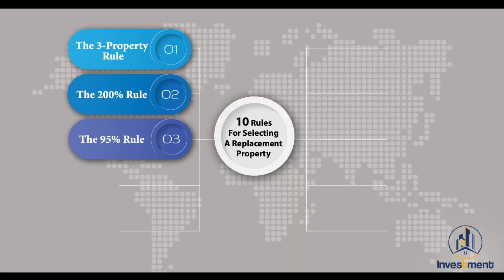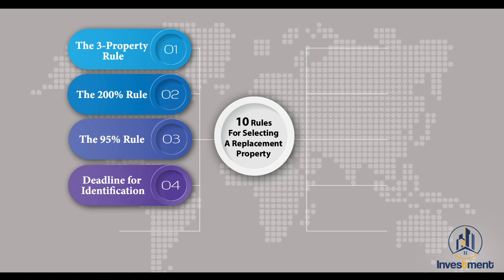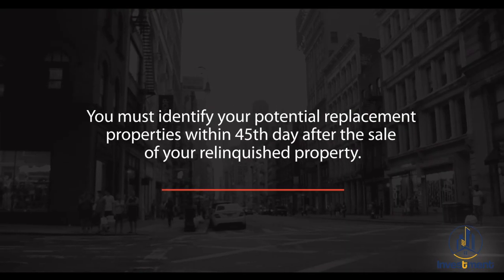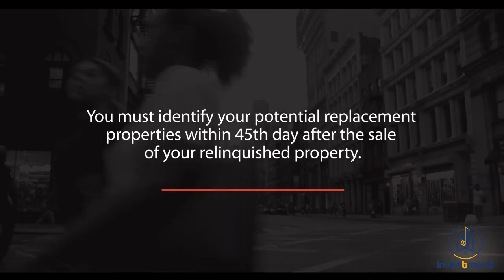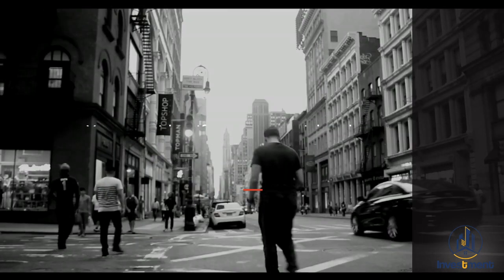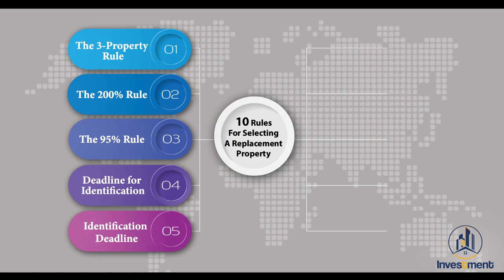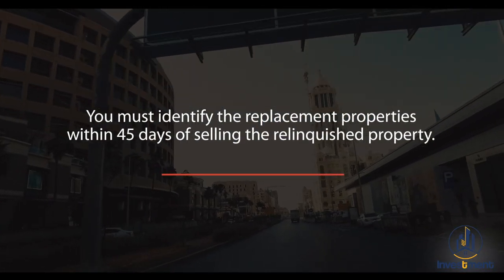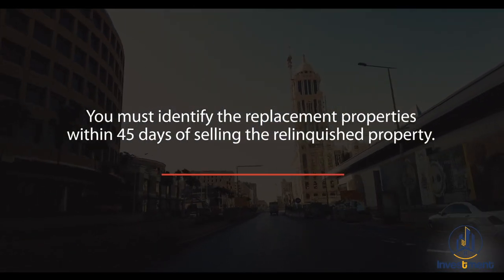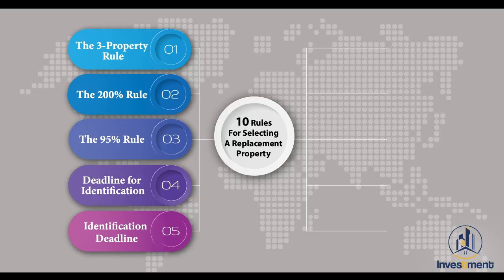Deadline for identification. You must identify your potential replacement properties within 45 days after the sale of your relinquished property. Identification deadline. You must identify the replacement properties within 45 days of selling the relinquished property.